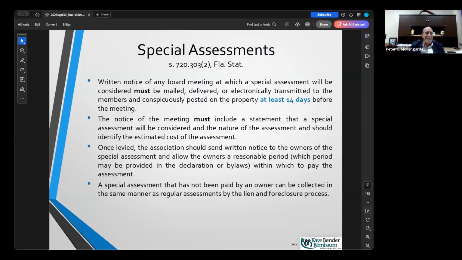A special assessment that has not been paid by an owner can be collected in the same manner as regular assessments. In other words, subject to the same lien of foreclosure, but you have to make sure that you adopted it properly. Because if you did not adopt the special assessment properly, you didn't give proper meeting notice, you didn't send it out 14 days in advance, you didn't post it 14 days in advance, that is a defense to paying that special assessment. So for example, when we collect special assessments for clients, we require that they give us copies of the meeting notices and the affidavits of mailings and things like that, so that we know that the special assessment was properly adopted.